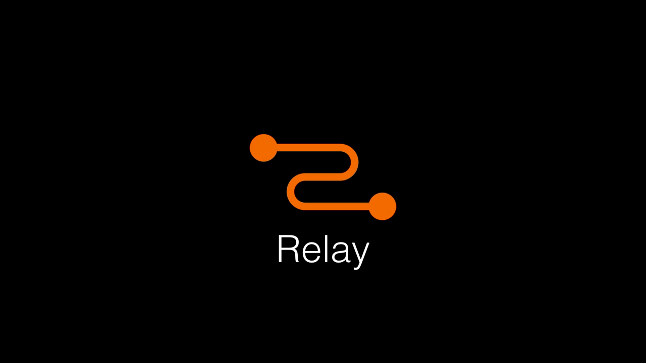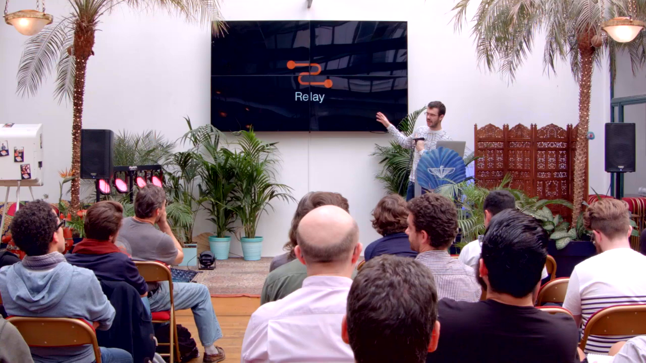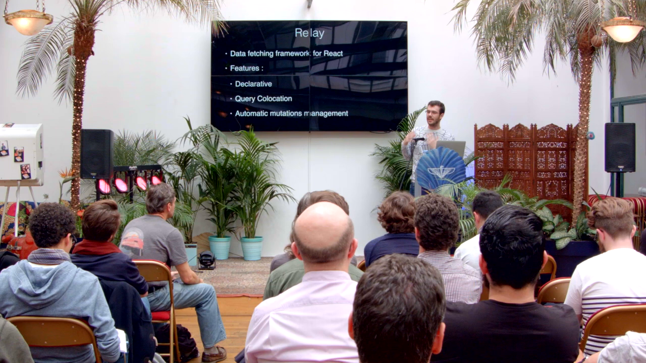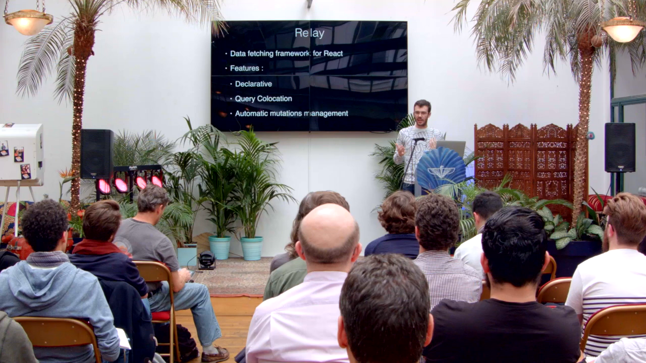So with GraphQL, there are many possibilities that are offered to client applications. And so Facebook created a framework called Relay, which is a data fetching framework for React, taking advantage of GraphQL. And it has mainly three great features. It's declarative: with Relay, you never do a query manually yourself. You declare which data your application needs. Each component will declare which data it needs to be rendered. And Relay will more or less manage mutations for you.